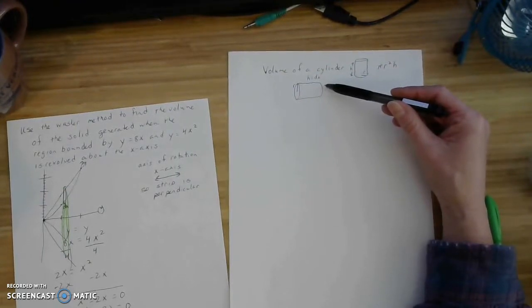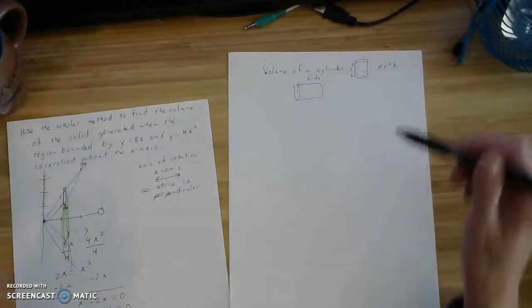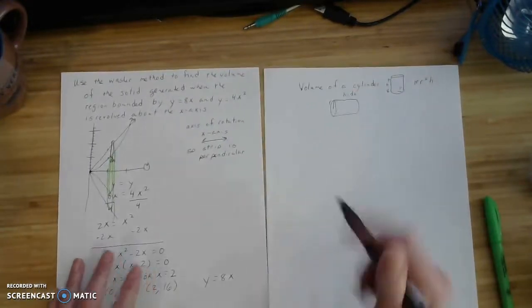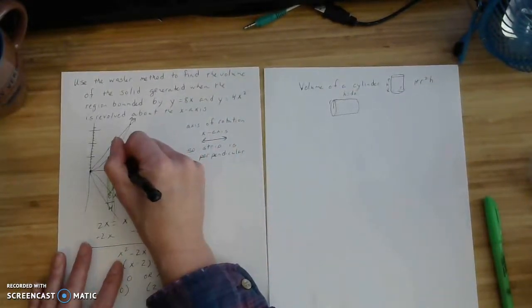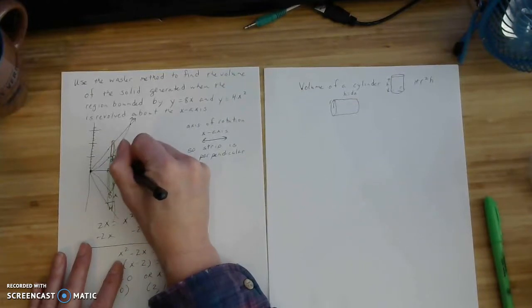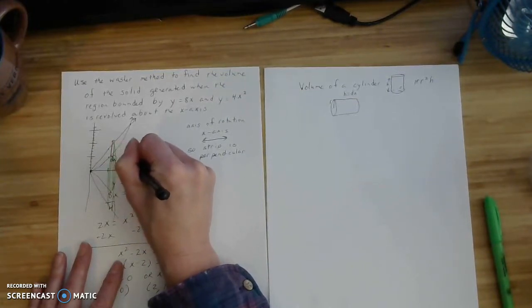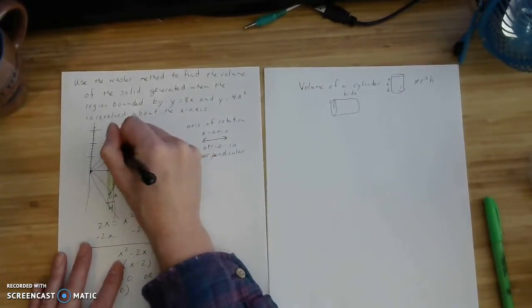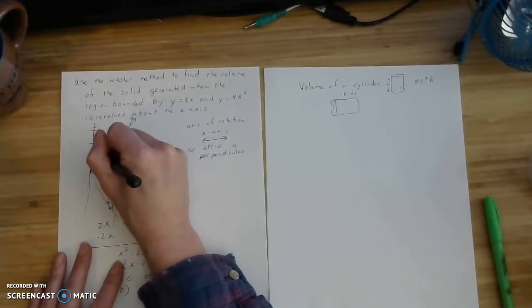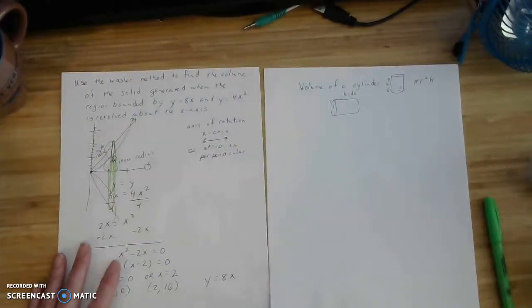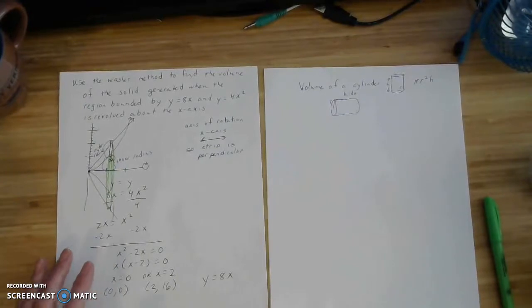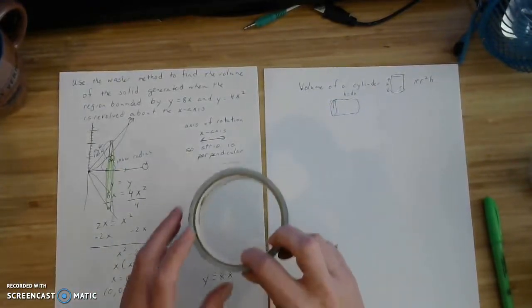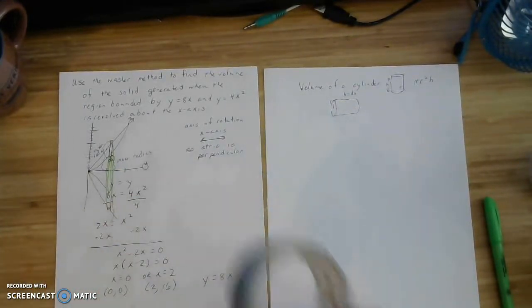So now what we need to do is put this together. If we look at our picture over here, this part right here is the inner radius, and the outer one is the outer radius. So this right here would be the outer radius. And again, we need to subtract the volume of the inner radius from the outer radius. We're basically just carving out the middle of our shape.